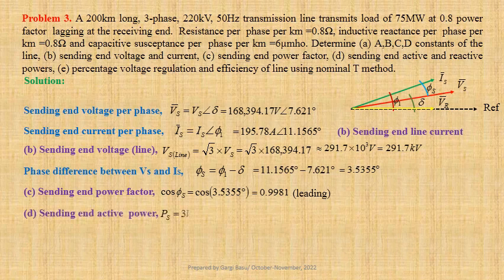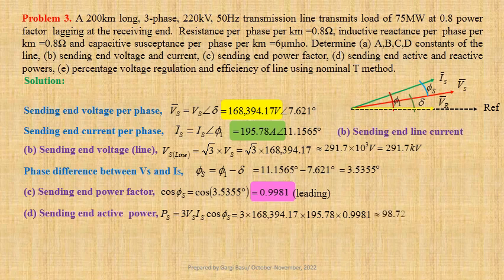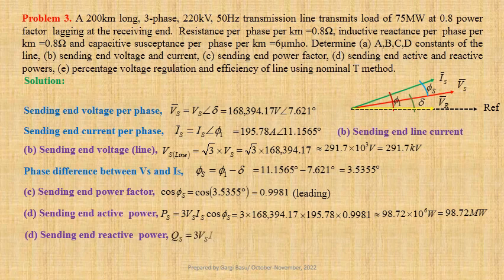Now we shall determine sending end active power. Ps equals 3 times Vs into Is cos phi s. Using values we get 3 into 168,394.17 into 195.78 into 0.9981, which is approximately equal to 98.72 into 10 to the power 6 watts or 98.72 megawatt.